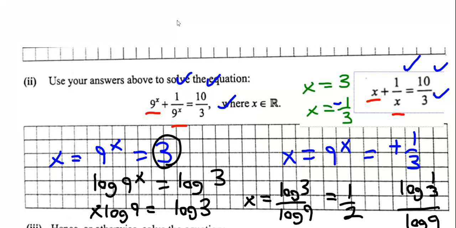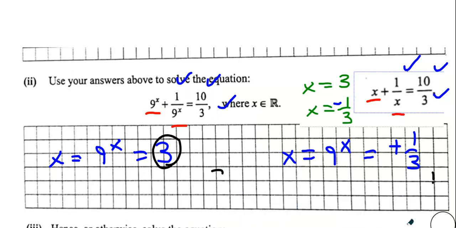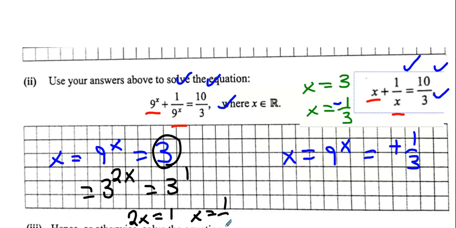What's the quicker way of doing it? Anybody remember? Replace 9 with 3 squared. So actually 9 to the power of x is actually 3 squared to the power of x. And that's 3 to the power of 2x. So 2x equals 1. X equals a half.